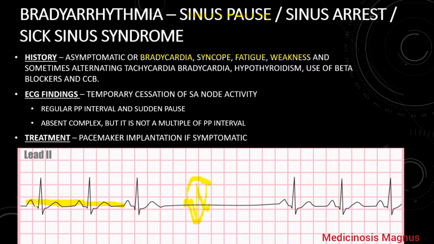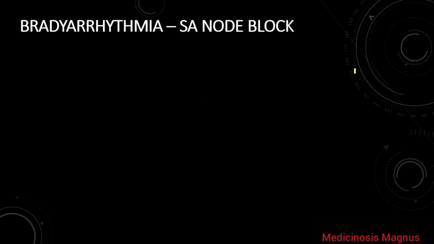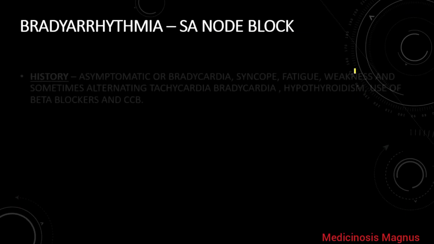If you see here, the distance of the PP interval is 1 box and 2 box and 3 box, almost 3.5 boxes. But if you see the distance from this P to this P, it must be a multiple of 3 or 3.5, but it is not. So that is what we mean by not a multiple of the PP interval. This is sinus pause. Then we'll see about the SA nodal block.